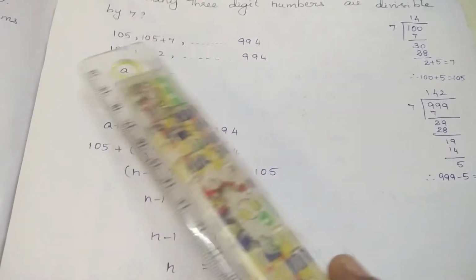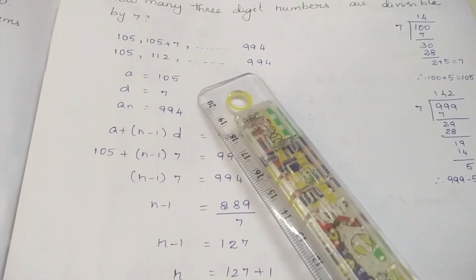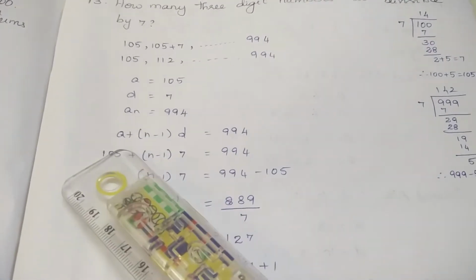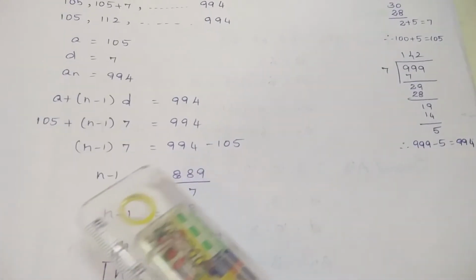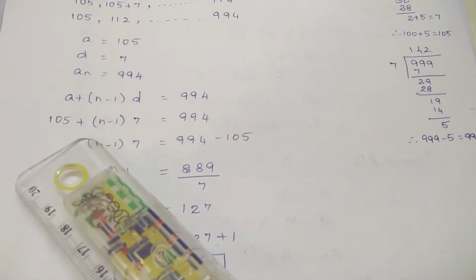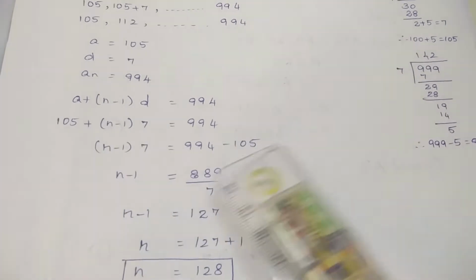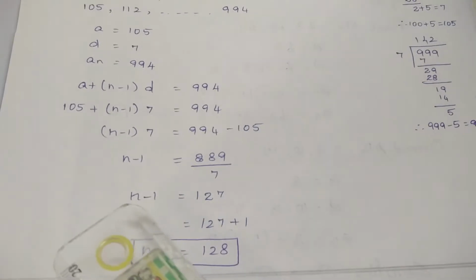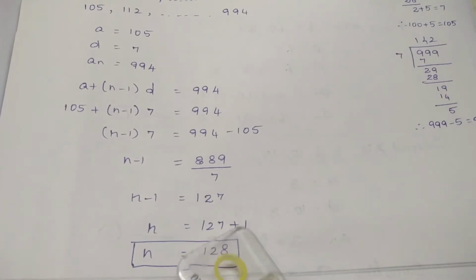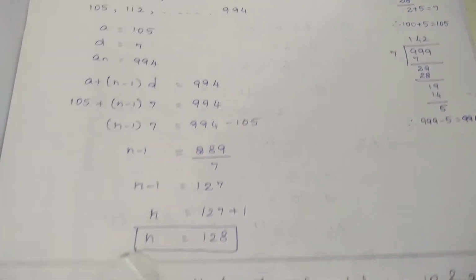So A you have, D you have, and the last number is nothing but AN. So substitute in the AN formula, A plus N minus 1 into D: 994 equals 105 plus N minus 1 into 7. Then 994 minus 105, get that answer. N minus 1, the minus 1 will come to this side as plus 1, so N equals 128.